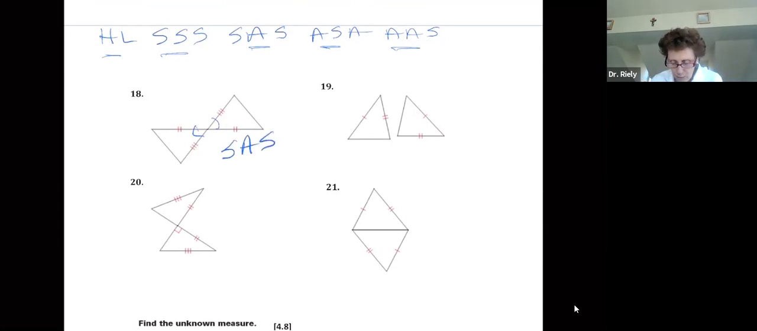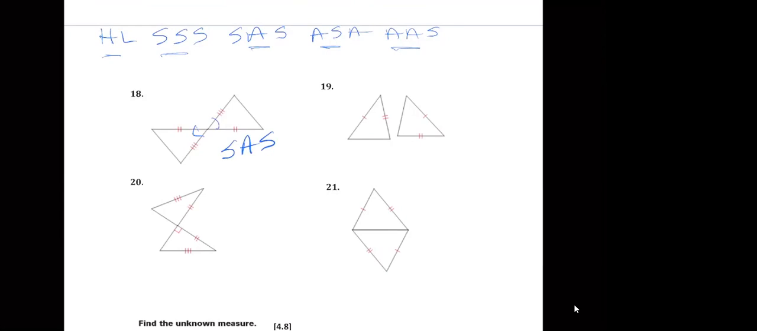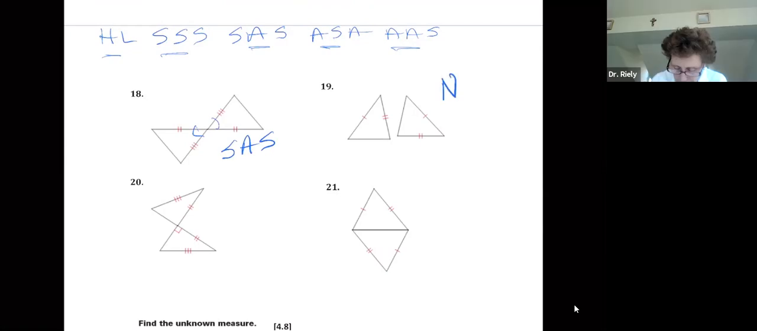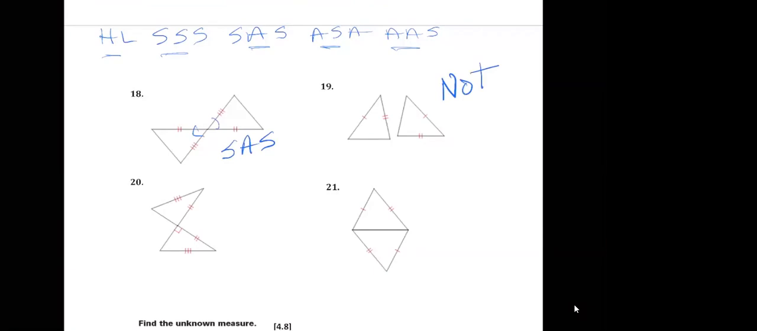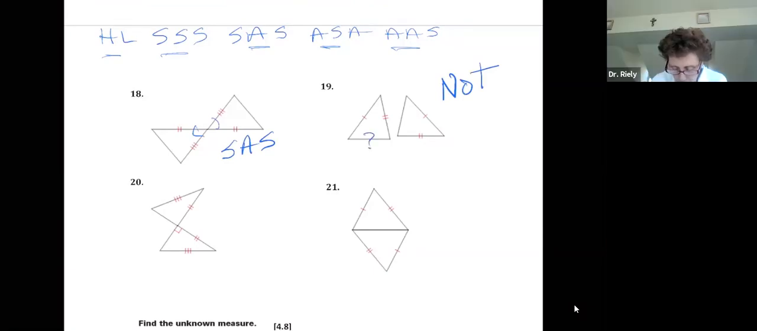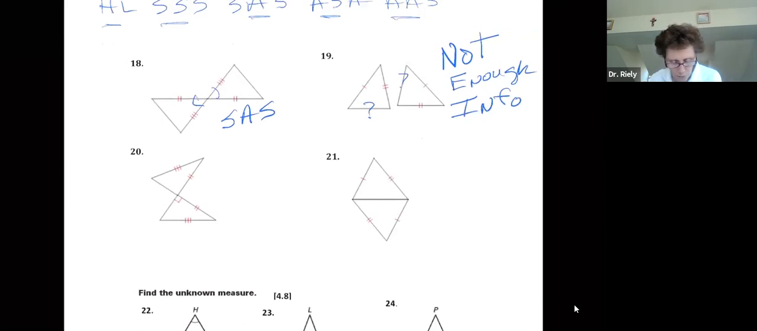How about 19? Gina, what's your thought on 19? Not enough information. Good. I agree, because we can never label just a random side. These sides over here, we do not have an idea of their length, and therefore we cannot say that I can have congruency. So I'm going to say not enough info. My pen is getting glitchy, but we're hoping to do this for a little bit more.